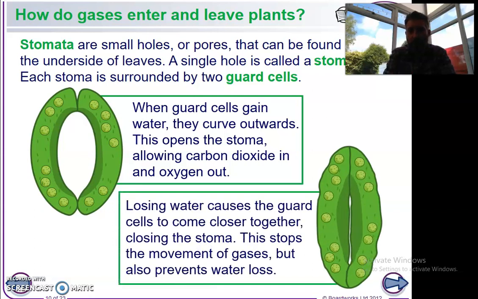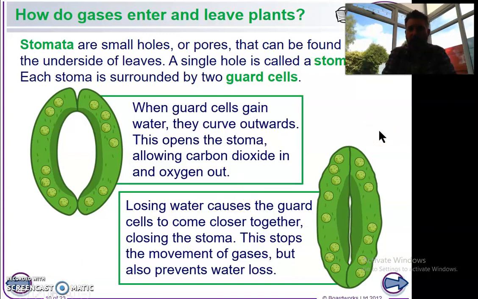When there's not a lot of water, the plant's not going to be able to photosynthesize very much because there's not enough water to do so, because it's a reactant. The guard cells become flaccid, and that causes the stoma to close up. And that slows the movement of gases in and out, but it prevents water loss. So the plant will not photosynthesize a lot when it's very low in water, and the plant then starts to become sort of wilted. So that's how the plant is able to control the amount of water that is escaping, and that controls its ability to photosynthesize as well.